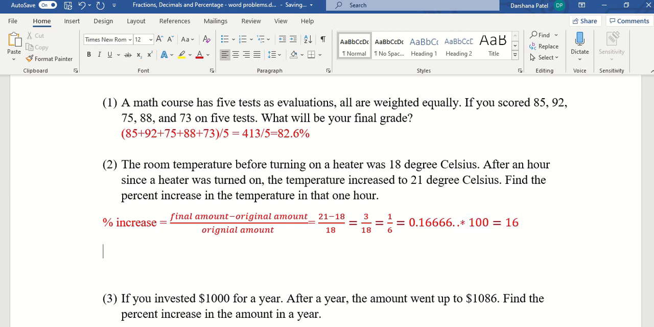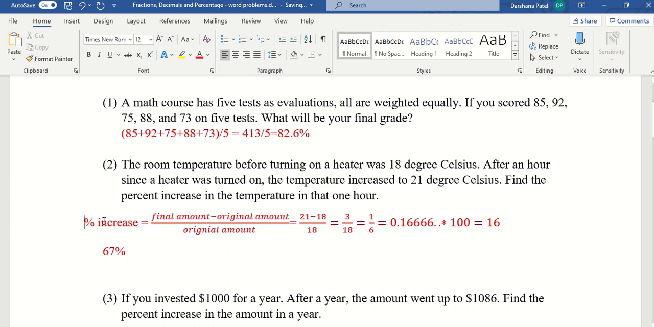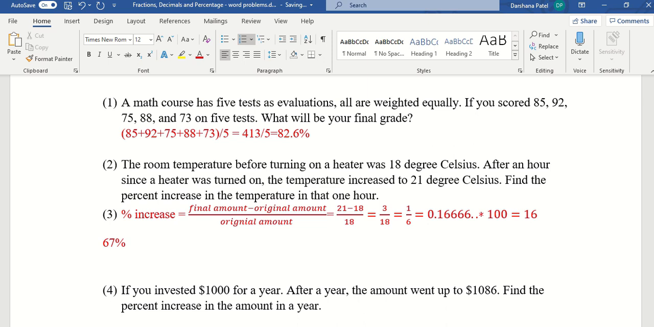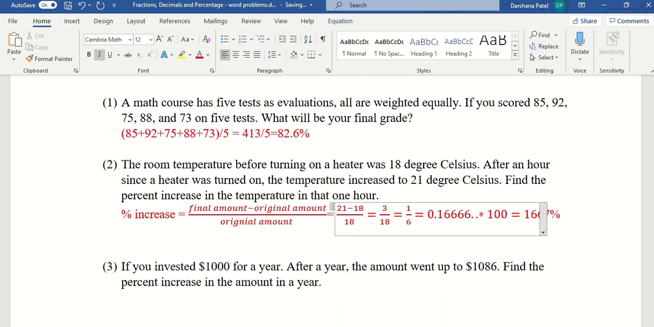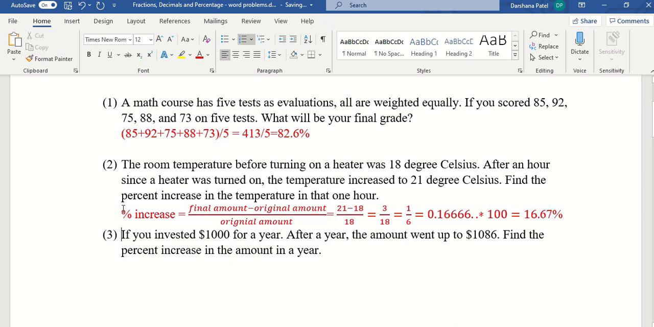It will be roughly 16.67%. Depending on the multiple choice, you might be given numbers rounded. So in that case, you might be given 16.67 or 17% or 16.666. One of those answers will be correct.